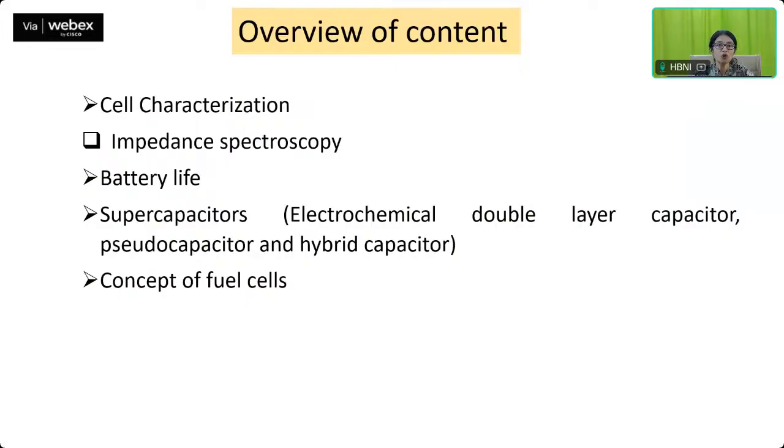Then I'll talk a little bit about what you mean by the life of a battery, or battery life. Then we will cover supercapacitors, that is electrochemical double layer capacitors, pseudocapacitors, and hybrid capacitors. And then we will talk about the concept of fuel cells. So with this, we will basically complete our entire energy storage materials.